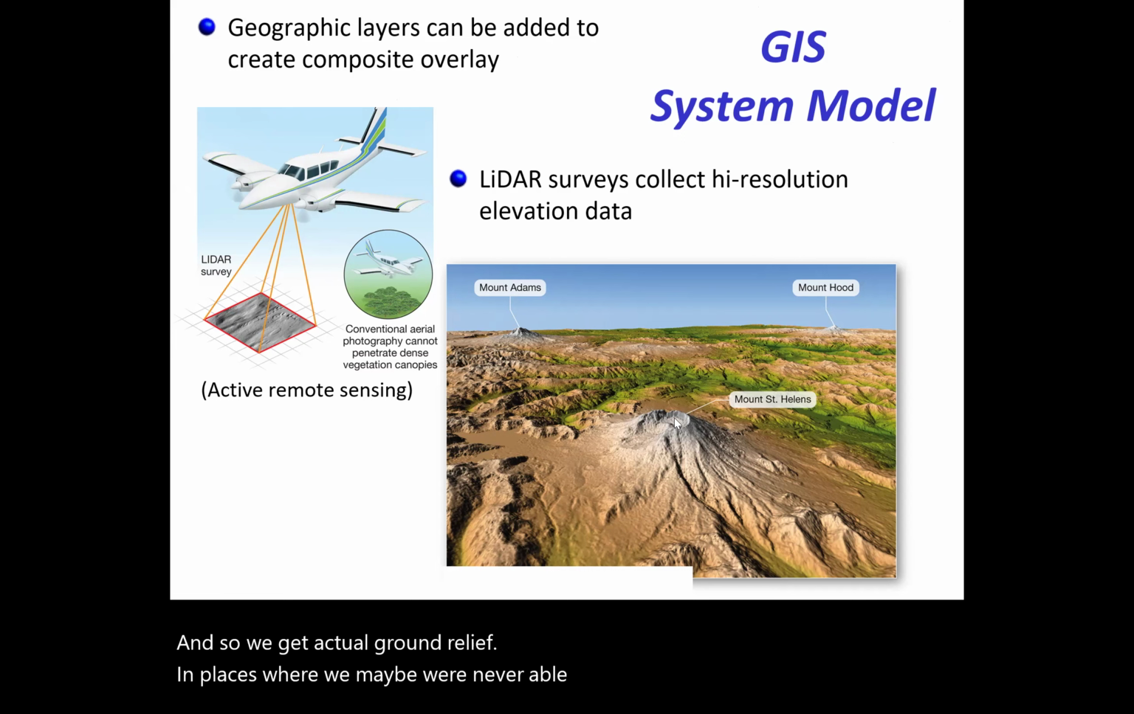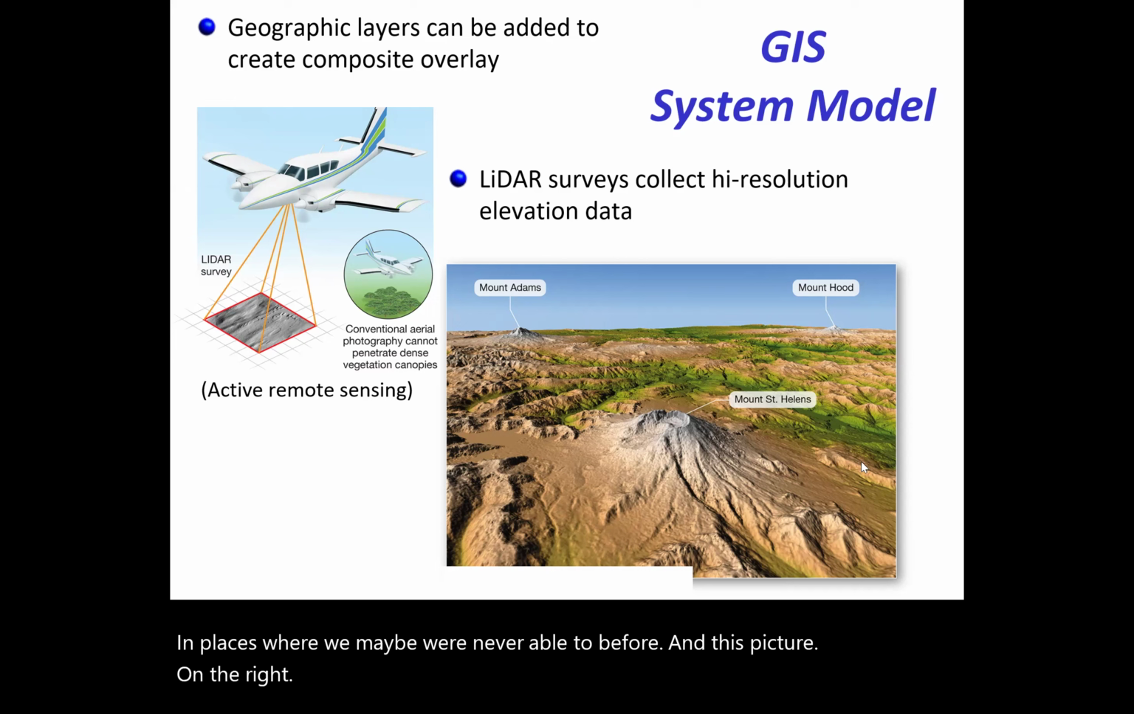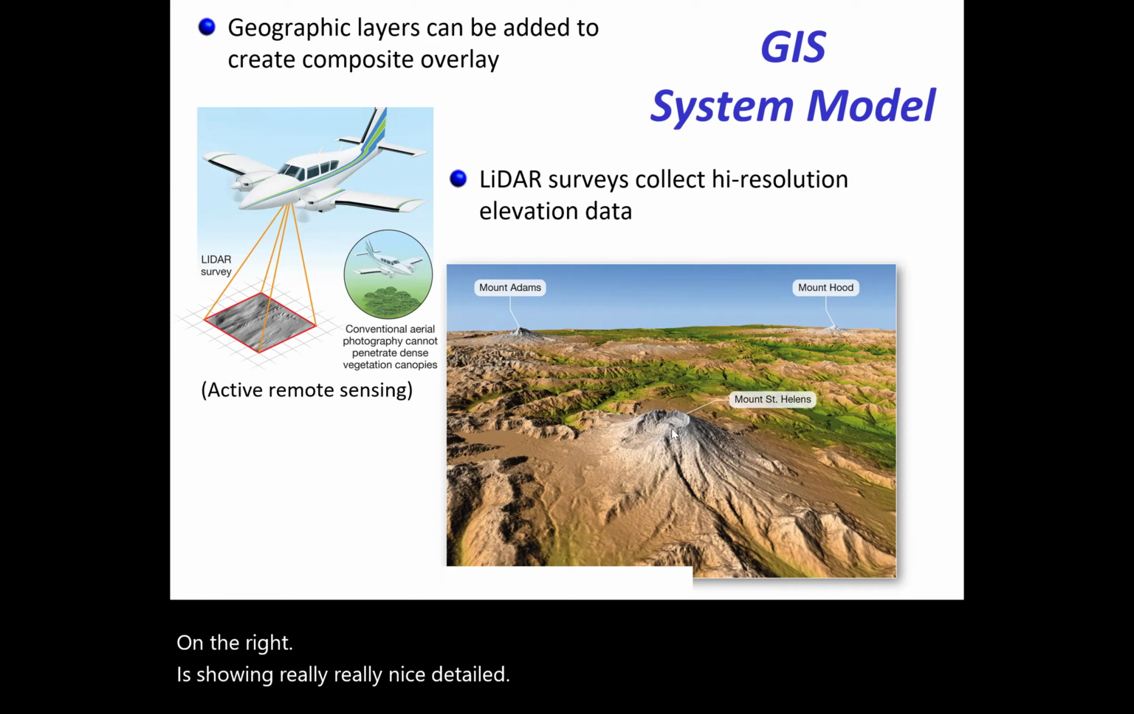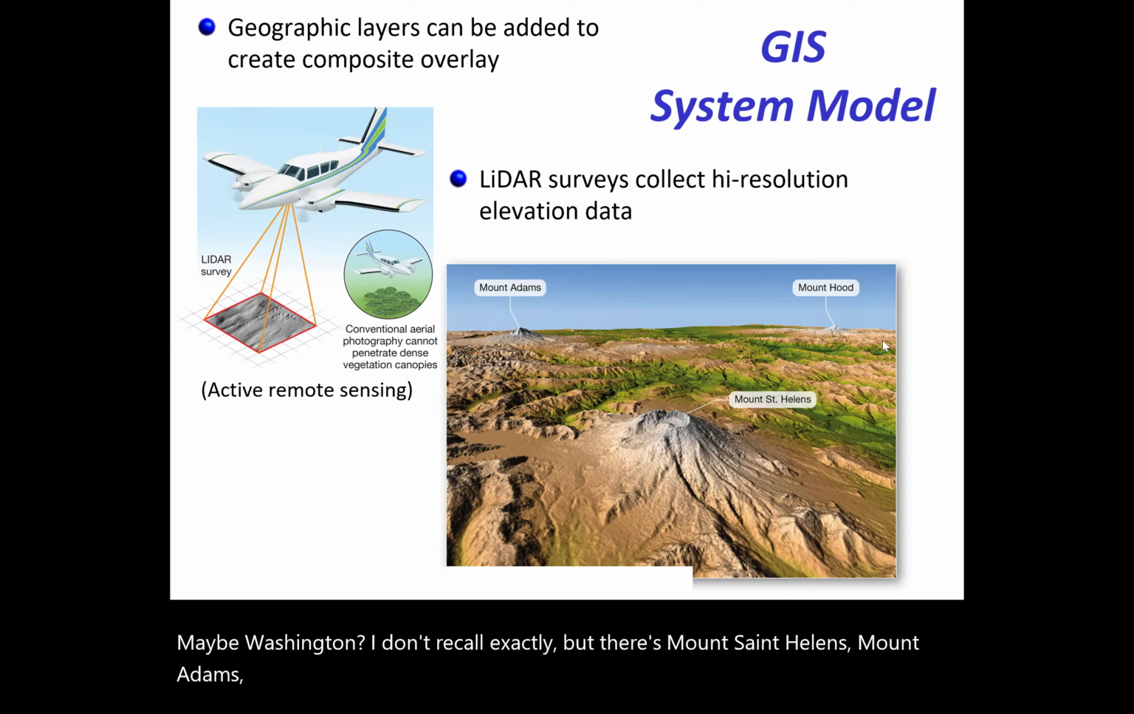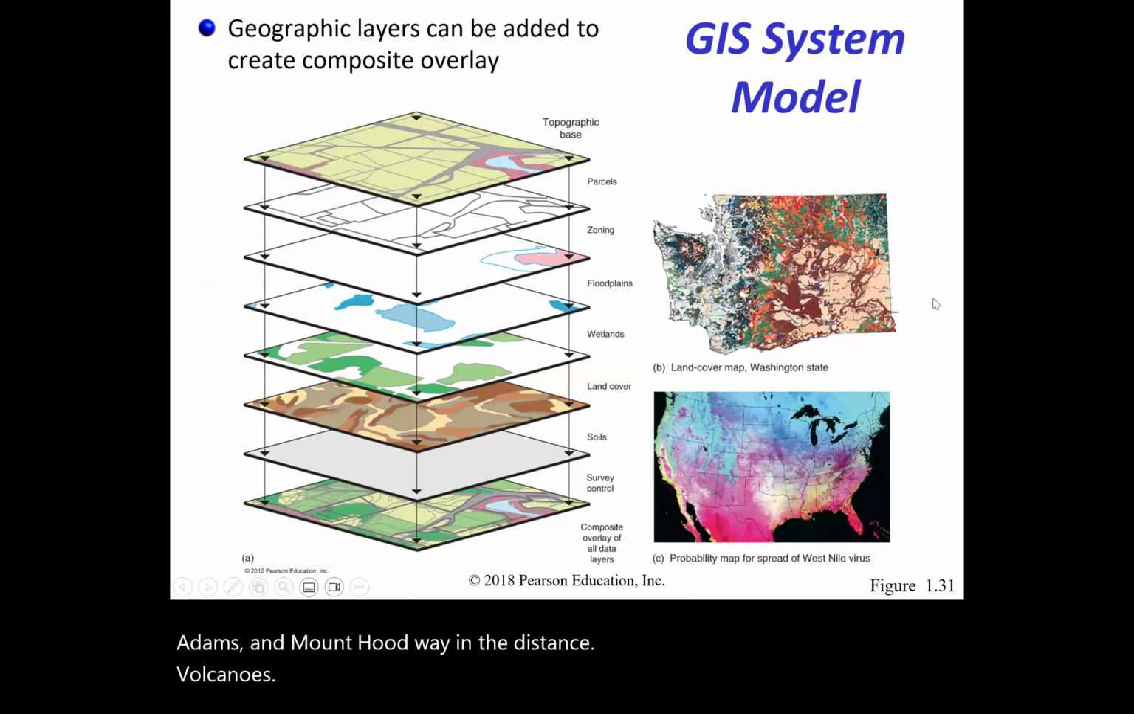And this picture on the right is showing really, really nice detailed elevation data for some volcanoes out west. On the west coast, we've got Oregon, maybe Washington. I don't recall exactly. But there's Mount St. Helens, Mount Adams, and Mount Hood way in the distance. Volcanoes. So we're developing new technology all the time.